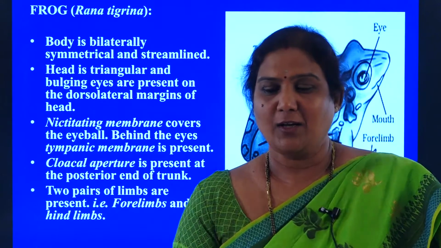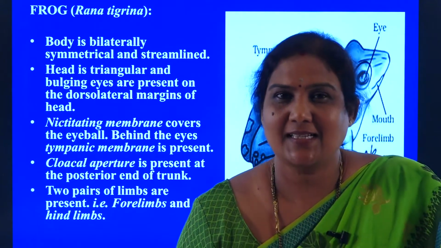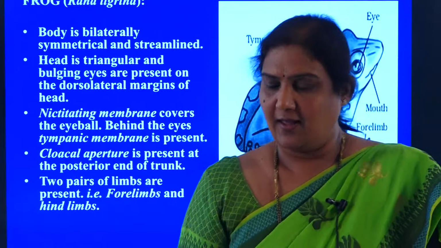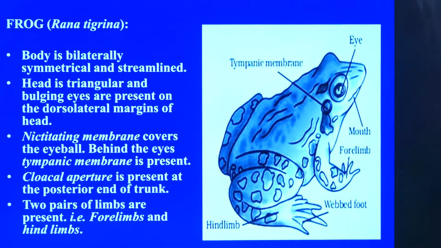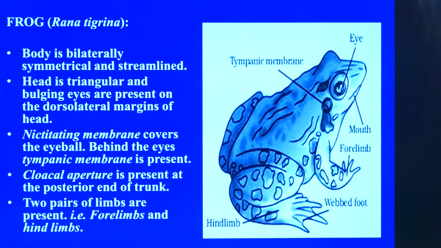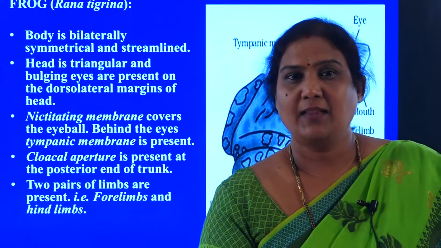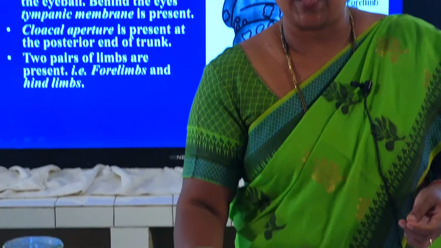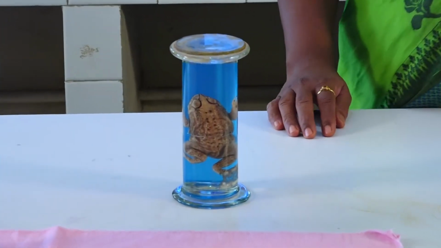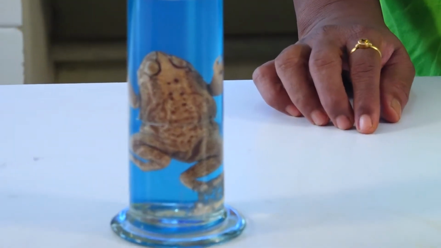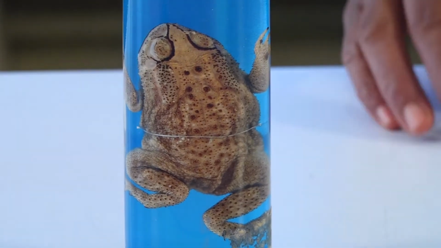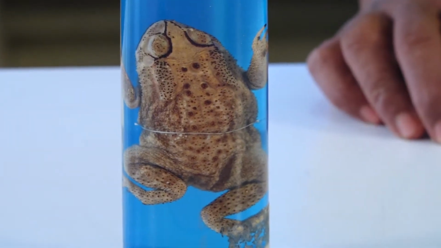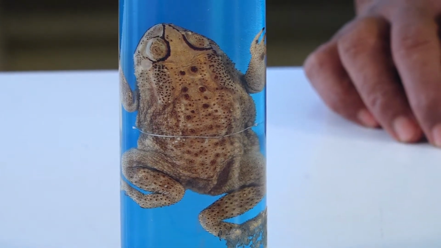The next member you are supposed to learn is this frog. Well, it is Rana tigrina. We know this frog, it belongs to the phylum Chordata. The class is Amphibia. Amphi refers to both, bios refers to life. So, this frog is adapted for two modes of living, in the water and on the land.